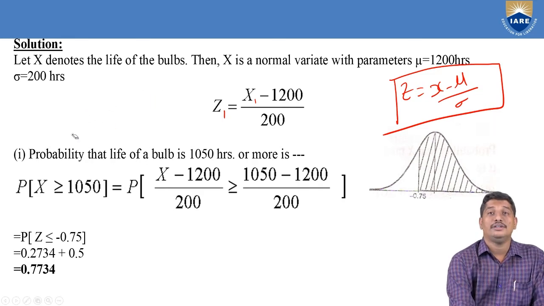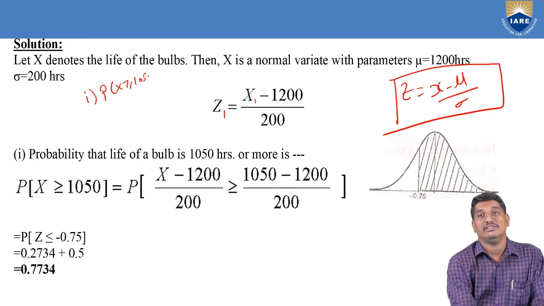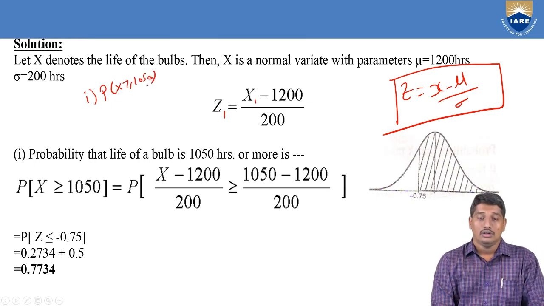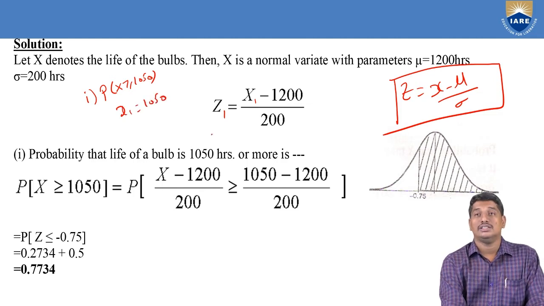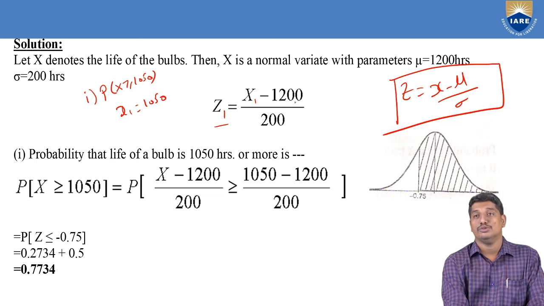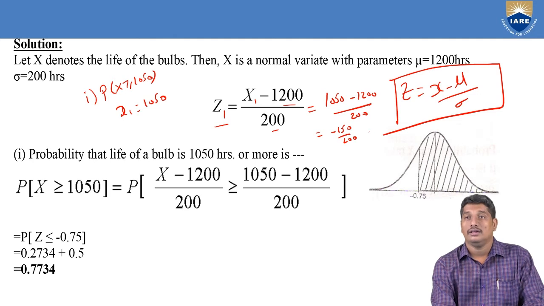The first bit we have to find is the probability of x greater than or equal to 1050 hours. Here our x1 is 1050. According to the formula, z1 is equal to (x1 minus mu) by sigma, where mu is 1200 and sigma is 200. So (1050 minus 1200) by 200 is minus 150 by 200, and this is minus 0.7.